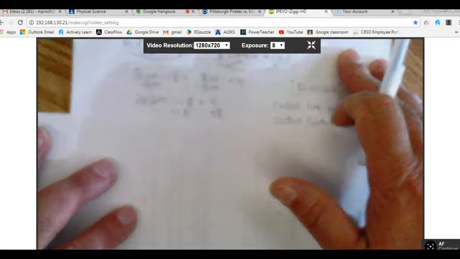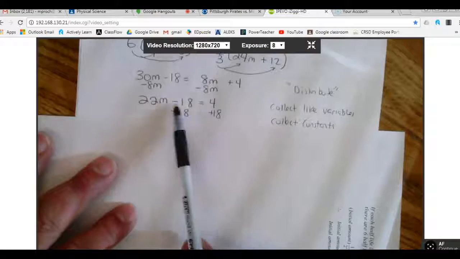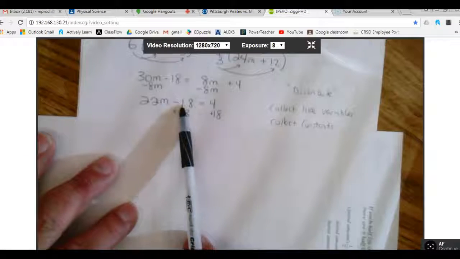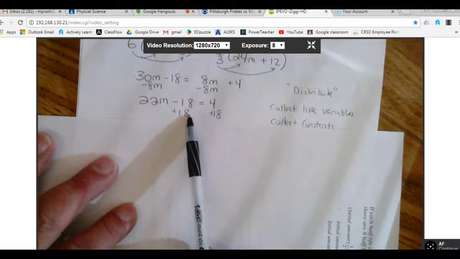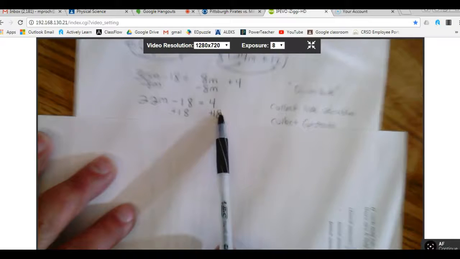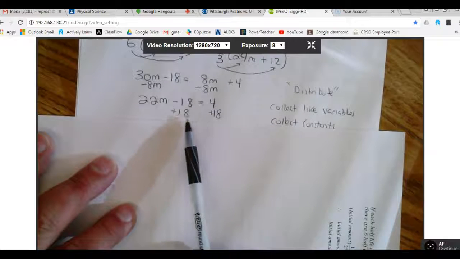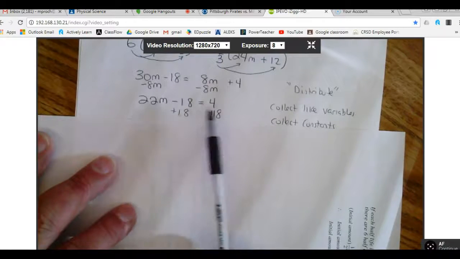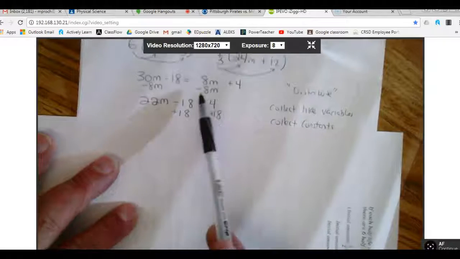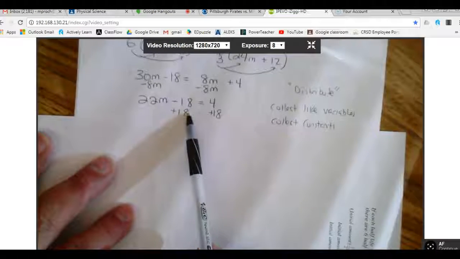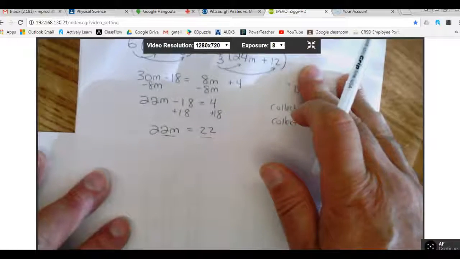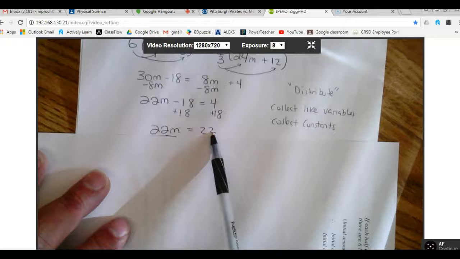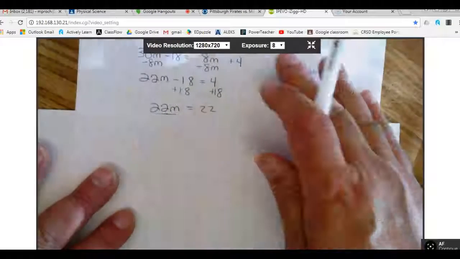Okay. So then we're going to get rid of the 18 next to the 22m. We're going to do the inverse again, so it's minus 18, so we're going to add 18 to both sides, that way we don't change the problem. It's just a rule of algebra. So if we add 18 to both sides, it's still the same problem, but it helps us cancel out this 18 and be left with 22 on the other side. So in the end, we get 22m equals 22. That's an easy solve, right?